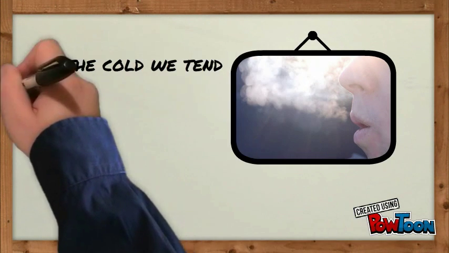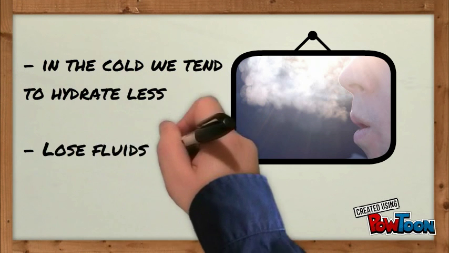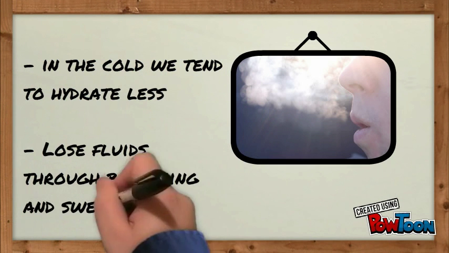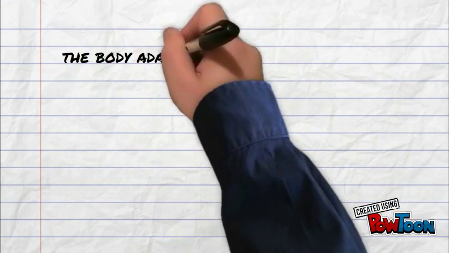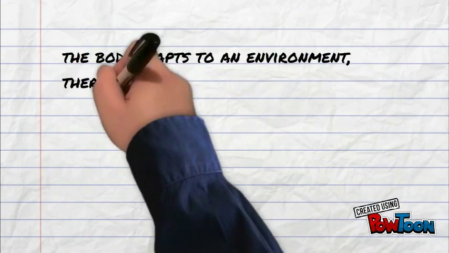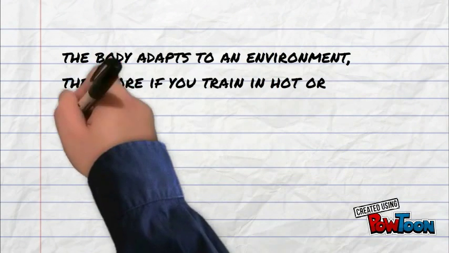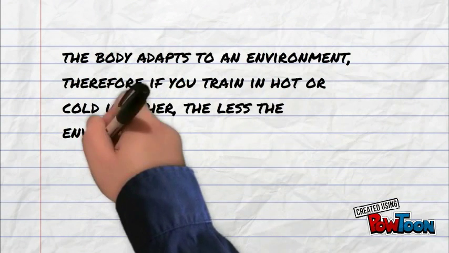When exercising in the cold, we don't feel as thirsty or hot, so generally we hydrate less. However, we are still sweating, and in a cold environment, we lose a lot of fluids through our breathing. This can lead to great losses of heat and dehydration. However, the body adapts to an environment. Therefore, if you train in hot or cold weather, the less the environment will actually affect your bodily functions.